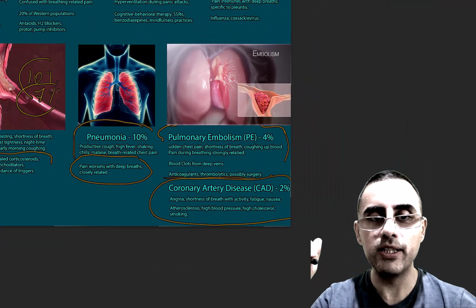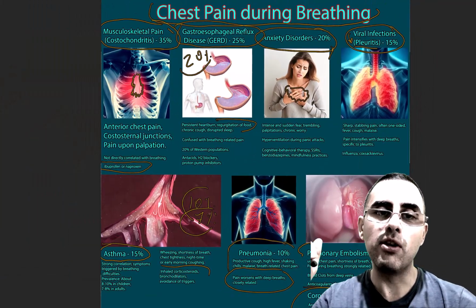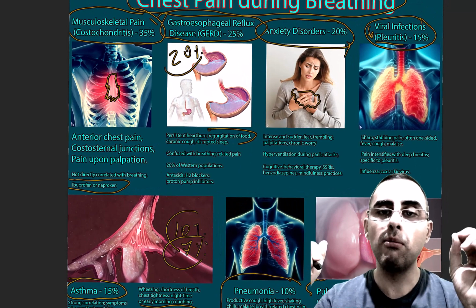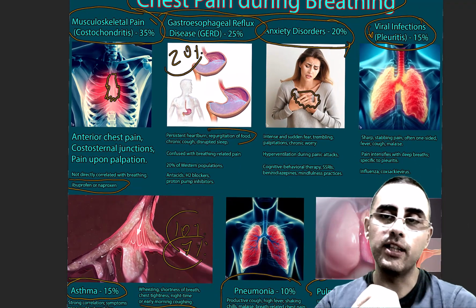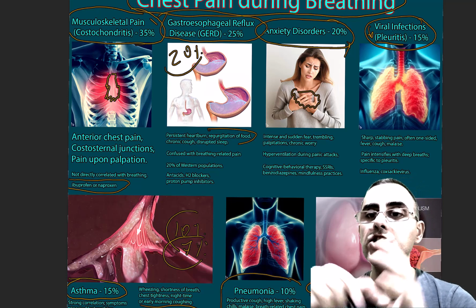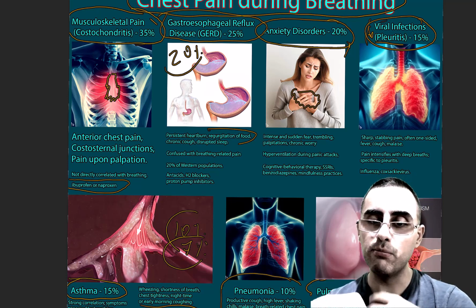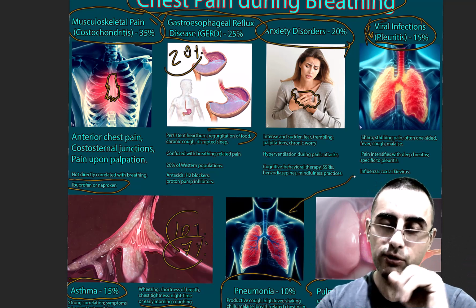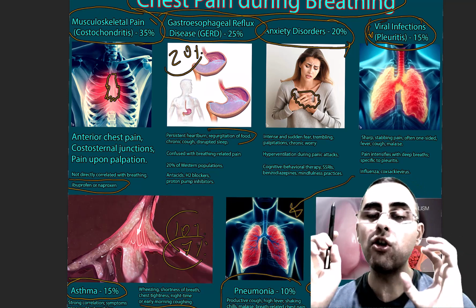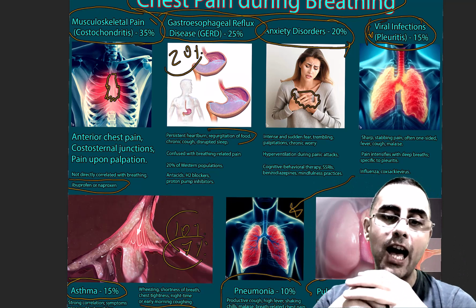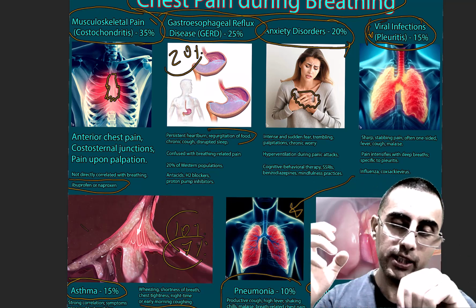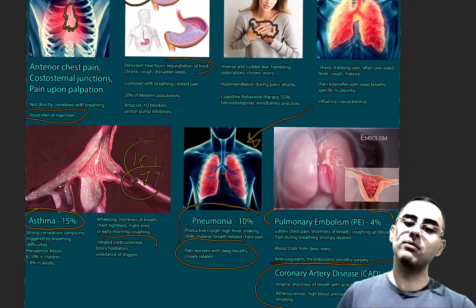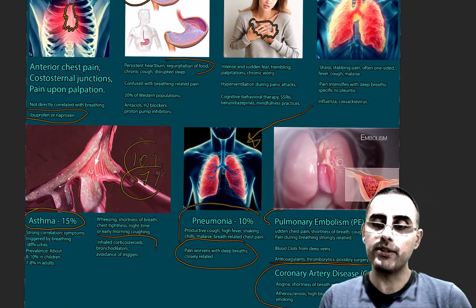So to summarize, the most benign and most common cause is musculoskeletal pain. Also, chest pain is common with anxiety disorders and gastroesophageal reflux disease. In children, it's viral infections and pleuritis. In children, again, it can be pneumonia, also in adults, but more common among children. Asthma also occurs in both children and adults, and in rare cases it can be pulmonary embolism and coronary artery disease.